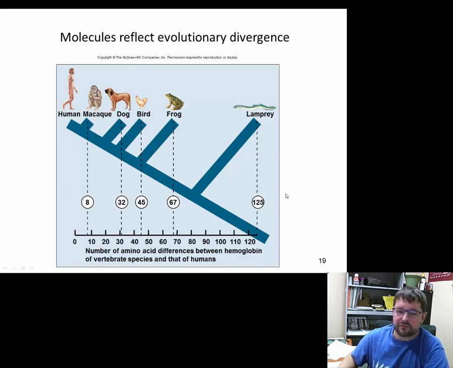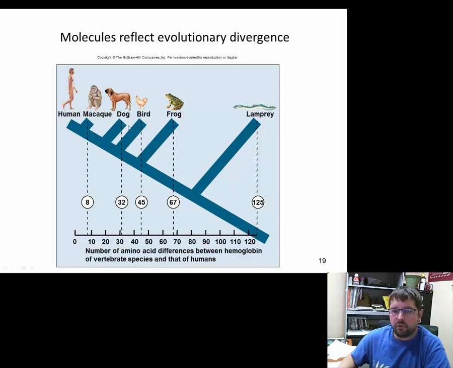If we look at the number of different amino acids between these different species and humans, it gives an idea of when we were last connected to that organism. So you see human hemoglobin versus lamprey, there have been 125 differences. Frog 67, bird 45, dog 32, macaque monkeys 8. What's not shown here is that if we show chimpanzee, there are 0 changes. They're the same.